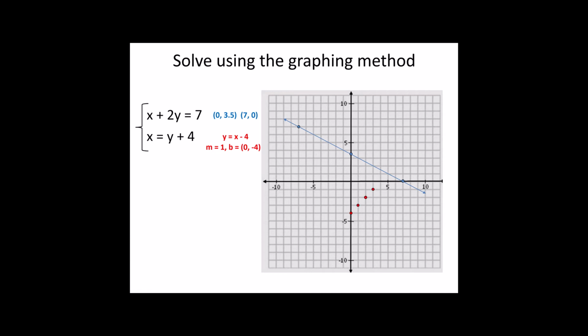So I start off at 0, negative 4, and I go up 1, right 1. Up 1, right 1, and so on, and I get this line. Hopefully you can see that the two lines cross at the point 5, 1, which means that 5, 1 is the solution to the system. Of course, if I were to plug 5, 1 in here, 5 plus 2 times 1 does equal 7, and 5 does equal 1 plus 4, showing that I do indeed have the correct solution.